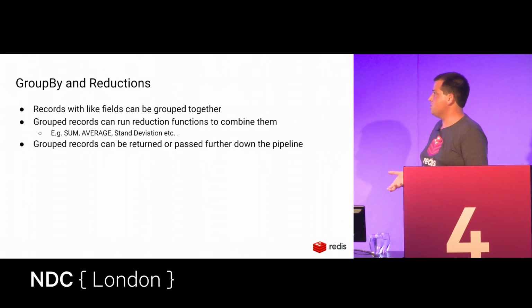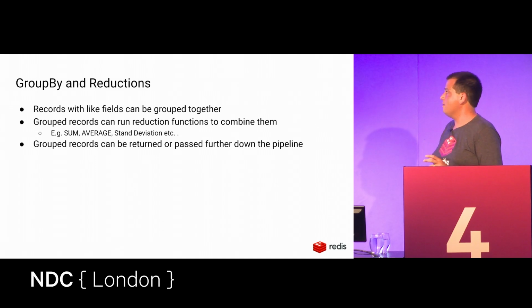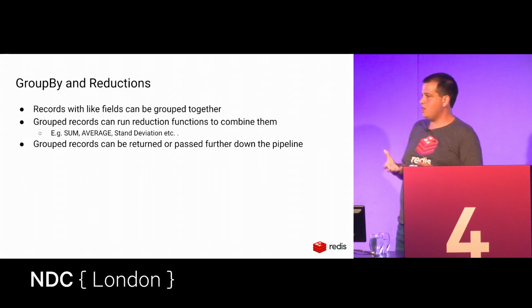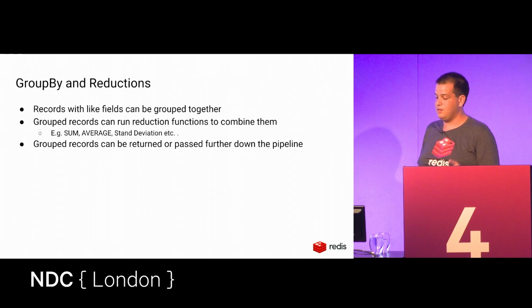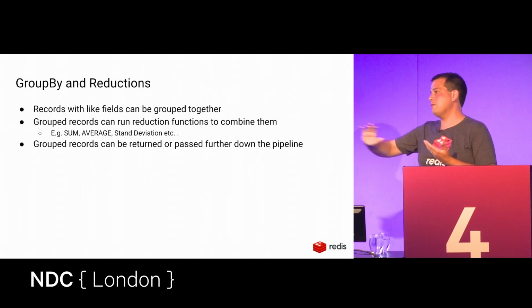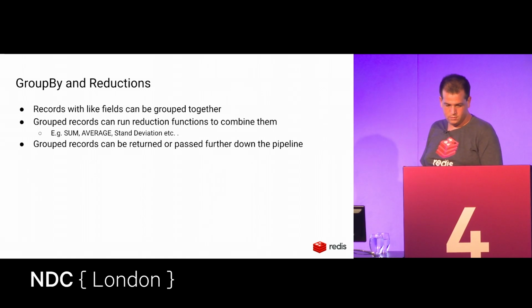Group bys and reductions are sort of what you think they are. Records with like fields are grouped together, and then those grouped records can run different reduction functions to combine them, for example, sums or standard deviations. And then grouped records can also be passed further down the pipeline.